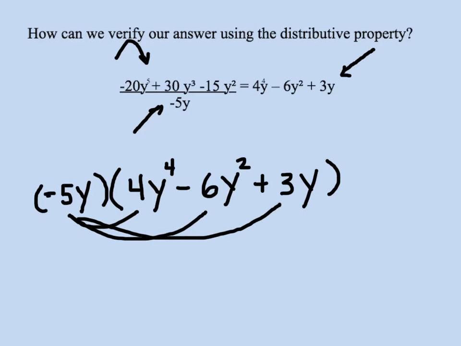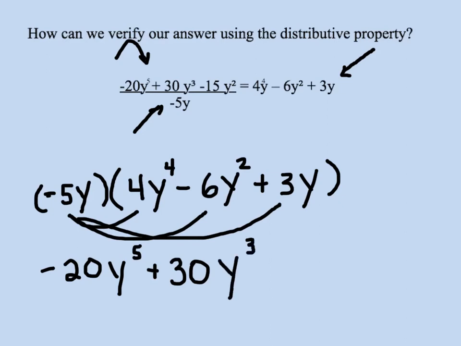A negative 5 multiplied by a positive 4 gives us negative 20. Y times y to the 4 is y to the 5. Next term, negative 5 multiplied by negative 6, that's a positive 30. Y times y squared, that's y cubed. Keep your base the same and add. And then the next term, negative 5 times positive 3, negative 15. Y times y is y squared. If you take a look, we did end up with our dividend, so we know that our solution to that question was correct.